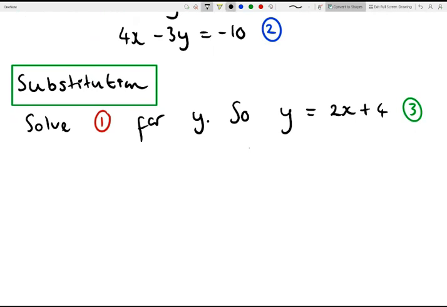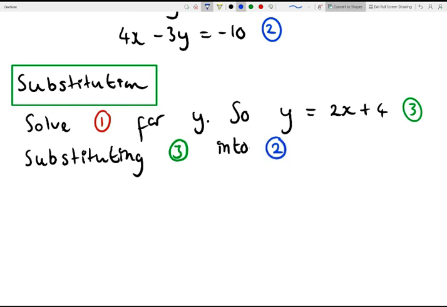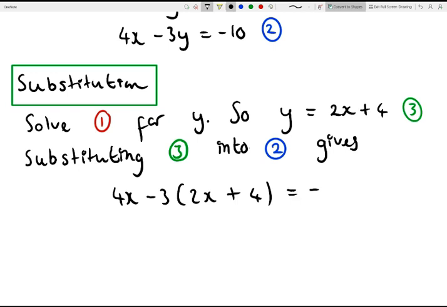Then substituting equation 3 into equation 2 gives us 4x minus 3y, but remember y is 2x plus 4. This is equal to minus 10.